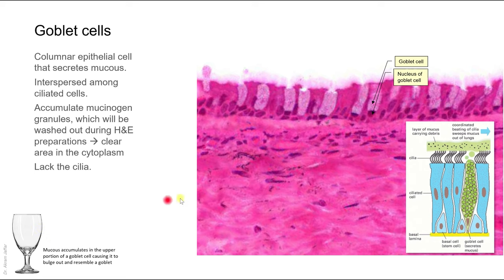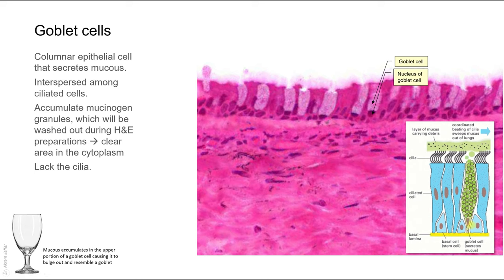Here in this inset, you can see the long ciliated cells, and surface mucus with debris on its surface. These are the mucigene granules of the goblet cells. And look at these short cells, the basal stem cells mostly. These are the three main types of cells.